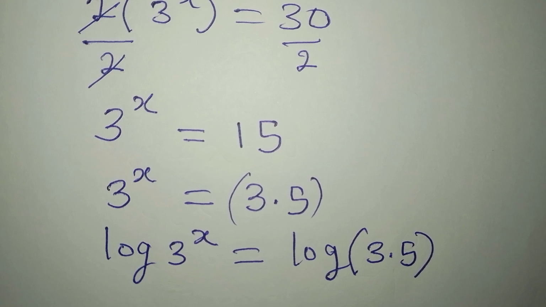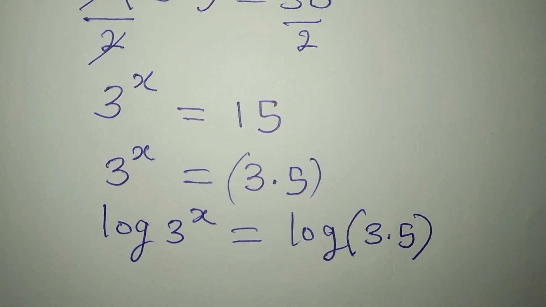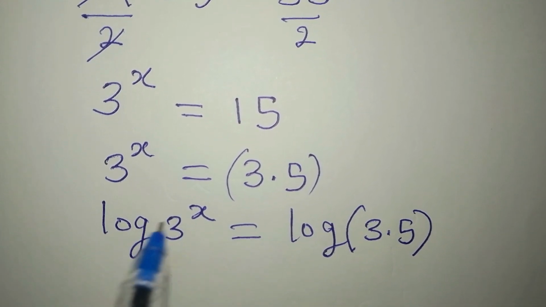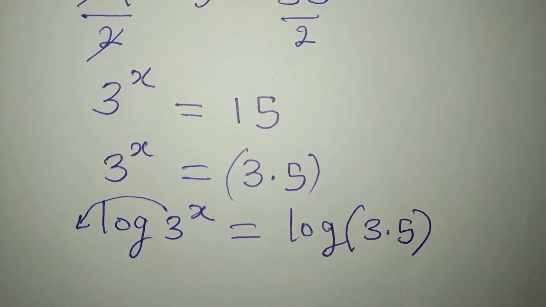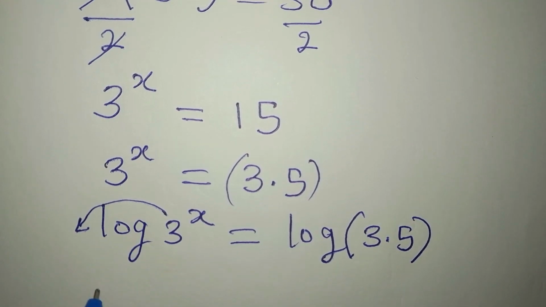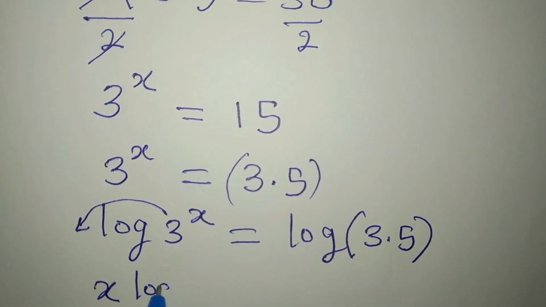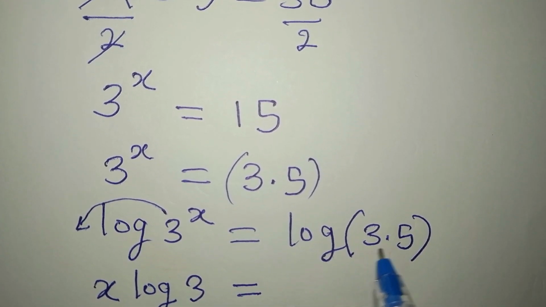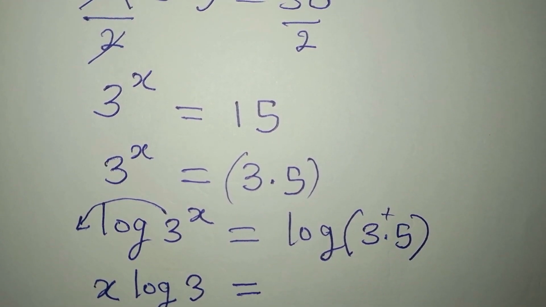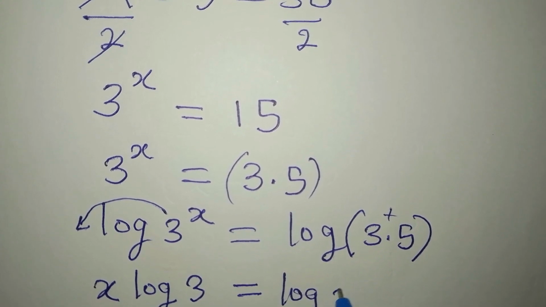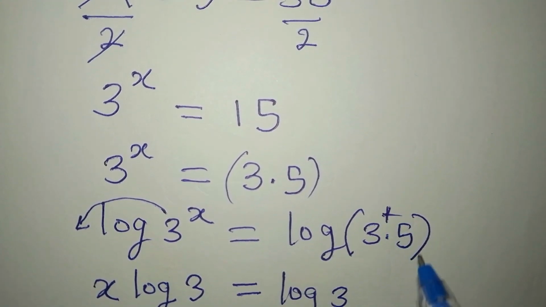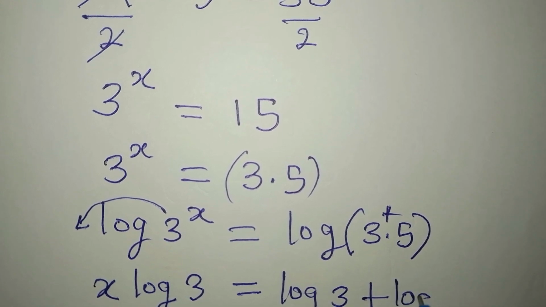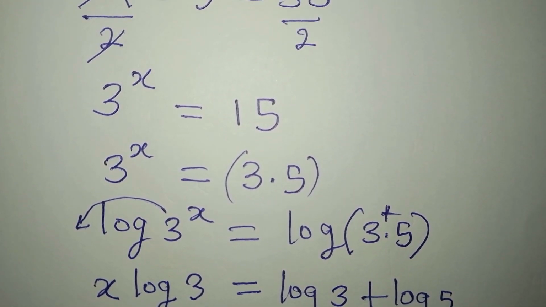And then from here, we will apply one of the laws of logarithm. The law says this power here will go behind, and then it multiplies the log. So the power is x. x will now multiply log 3. Now, because of this multiplication, we're going to add the log of this. So we will have log of 3 plus the log of 5.